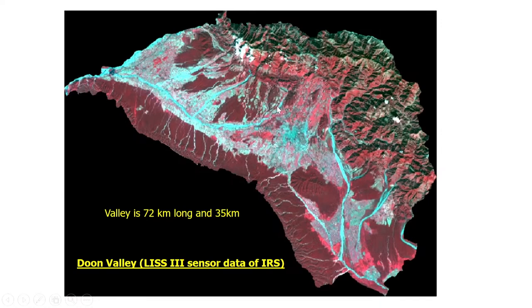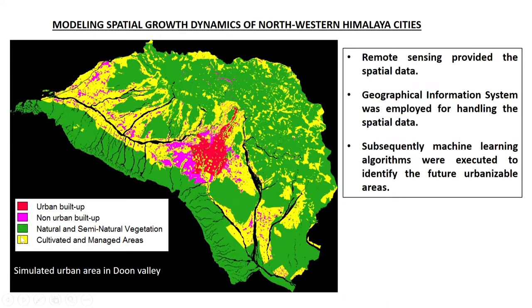So you see, this is Dehradun area, Dehradun Valley. What we have done is, first, this is a land use. Here remote sensing has provided the spatial data. So here first we have generated a base map. What you see in red is the urban area. What you see in pink is the built up area which is outside the municipal area. This is the forest and this is the agriculture area.